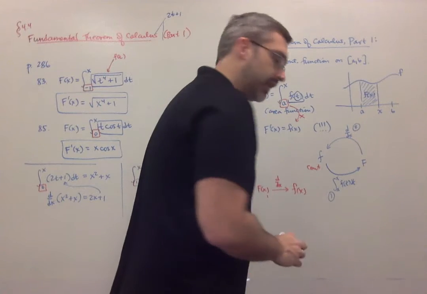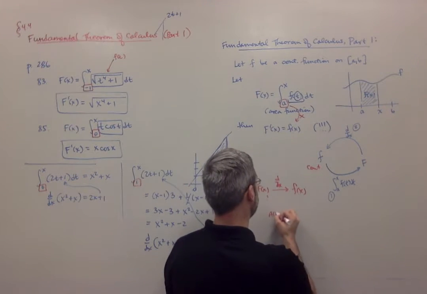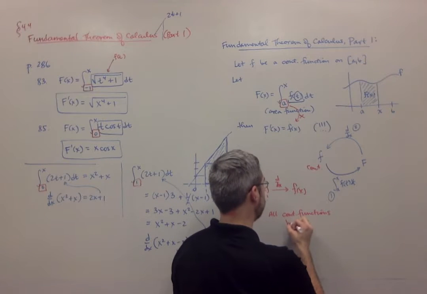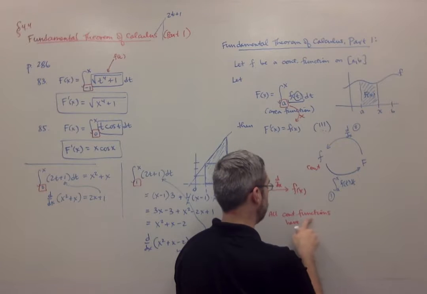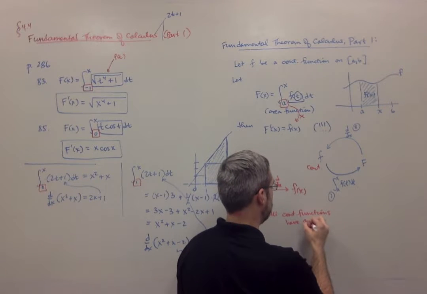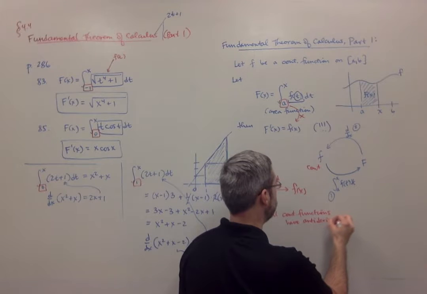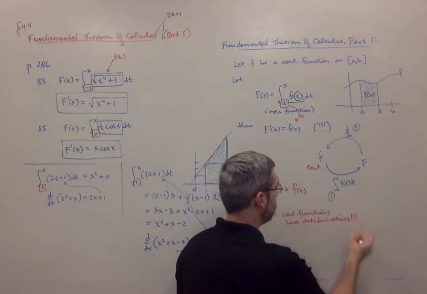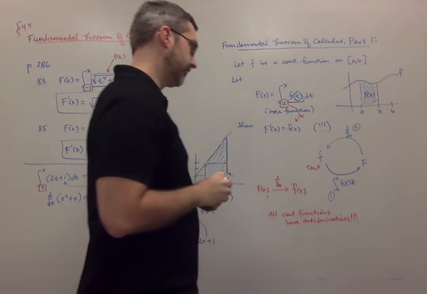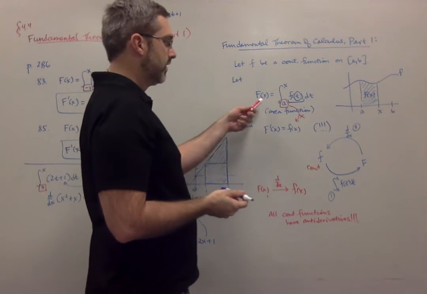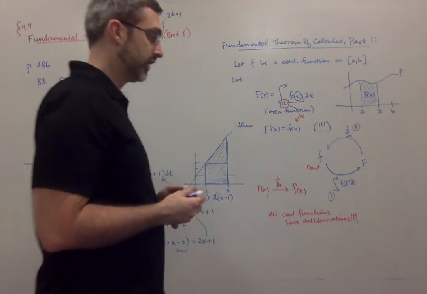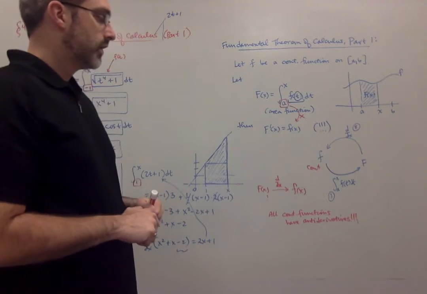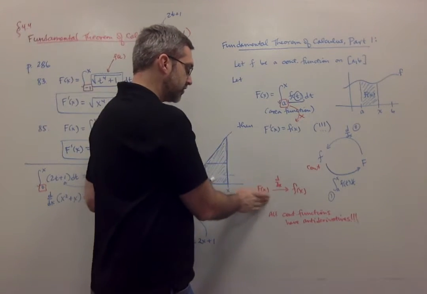Okay, let me say that again. All continuous functions have antiderivatives. Now that doesn't mean you could have some kind of crazy continuous function that we can always write a nice formula for the antiderivative. The antiderivative, we can write an area function, that's going to be an antiderivative. But that doesn't mean there's a nice formula for this. Okay, but every continuous function always has an antiderivative.